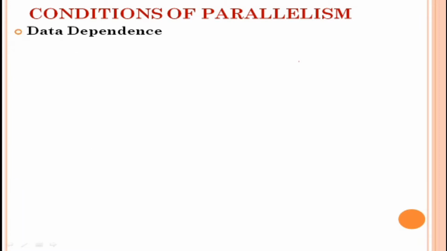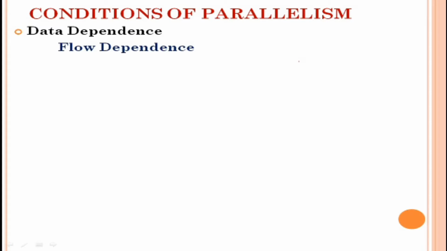First we'll see the data dependency. The ordering relationship between the statements is indicated by the data dependency. There are 5 types of data dependency as shown below. The first one is the flow dependency.